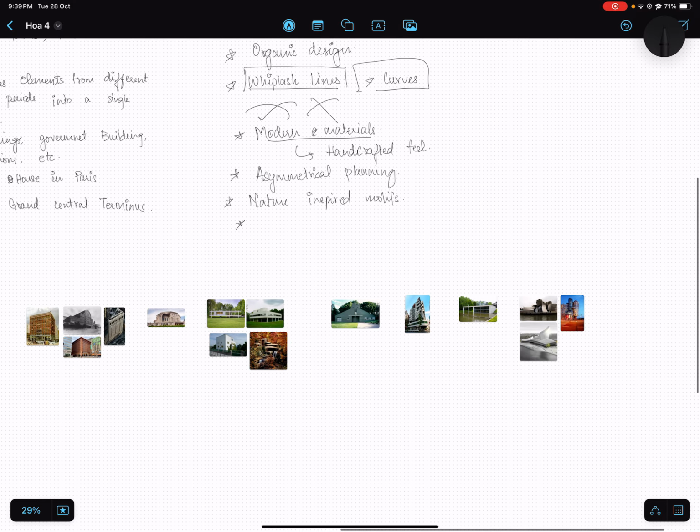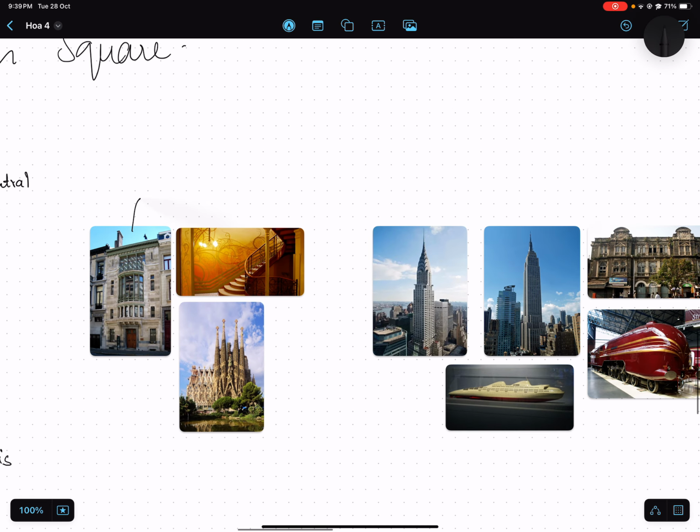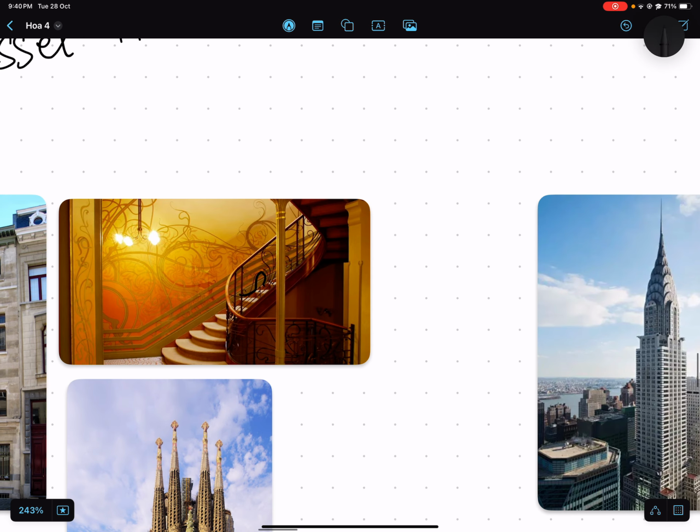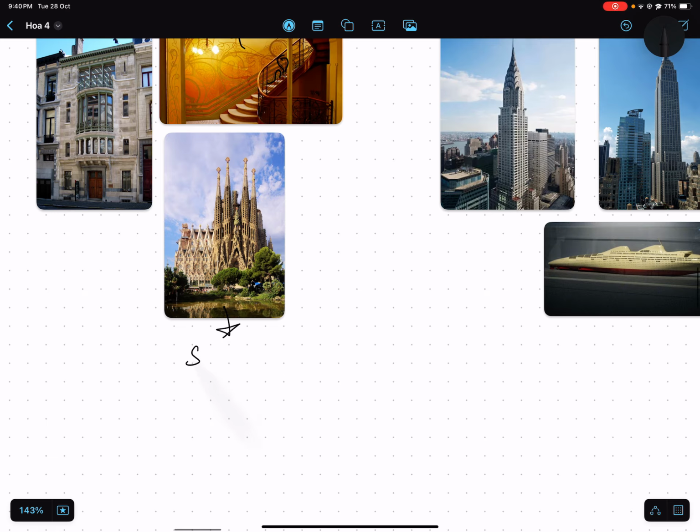So yeah, this is Tassel House by Victor Horta, and these are the whiplash lines. And this is of course Sagrada Familia by Antonio Gaudi.